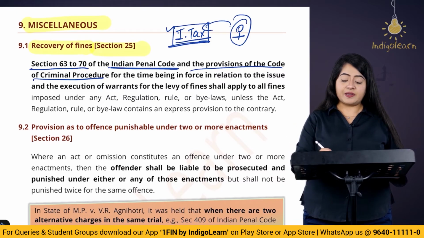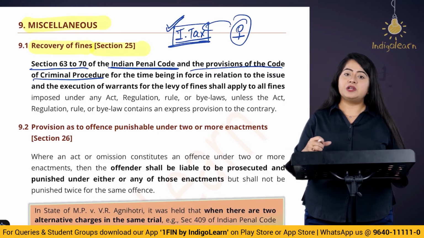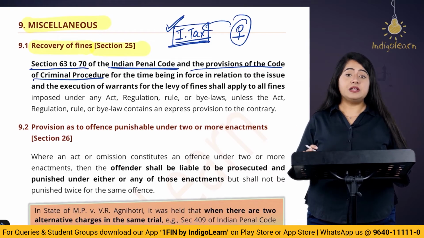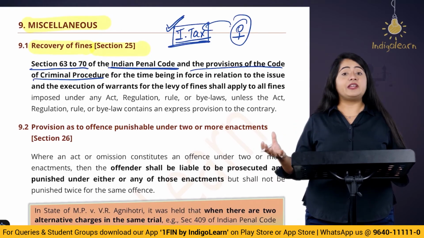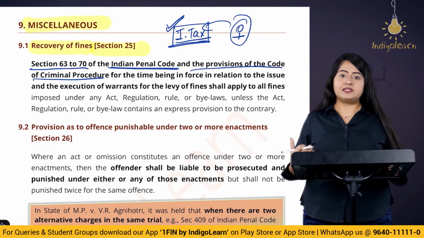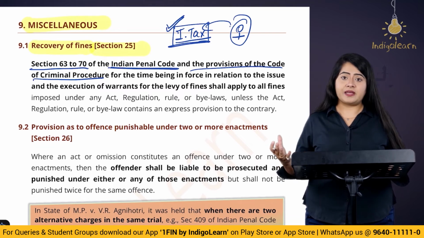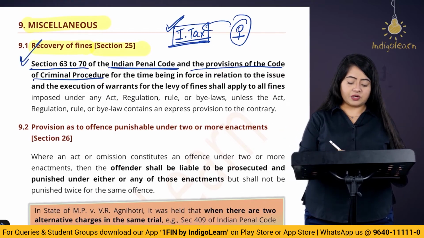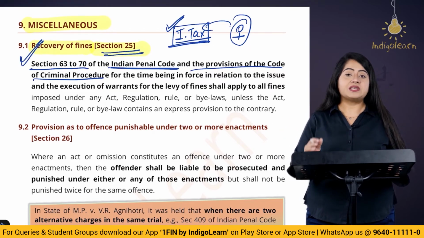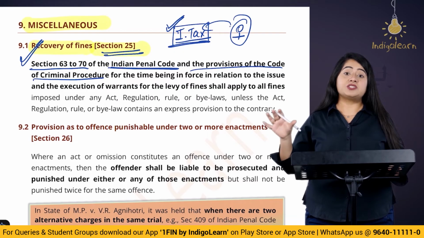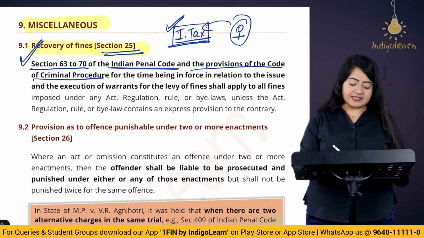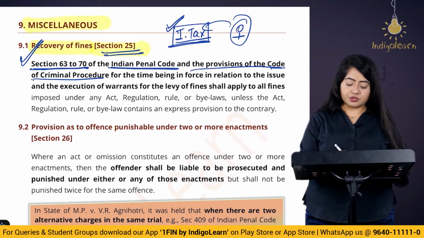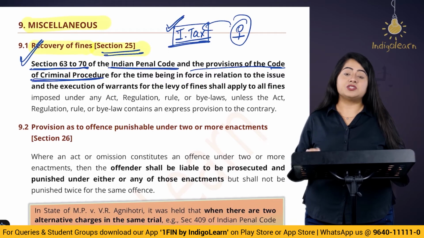Now, income tax authorities specifically mention the procedure to recover the taxes or the fines and the penalties from this person. However, it may be possible that in some acts, it is not very clearly stated how to recover these penalties. If a person simply refuses to pay the penalty or the fine, how are we going to recover it? So, in that case, we are going to refer to General Clauses Act section 25. Now, this section says that in such a situation where the statute is silent, we are going to use section 63 to section number 70 of the Indian Penal Code and the provisions of the Code of Criminal Procedure to recover any fines or penalties due from that person.